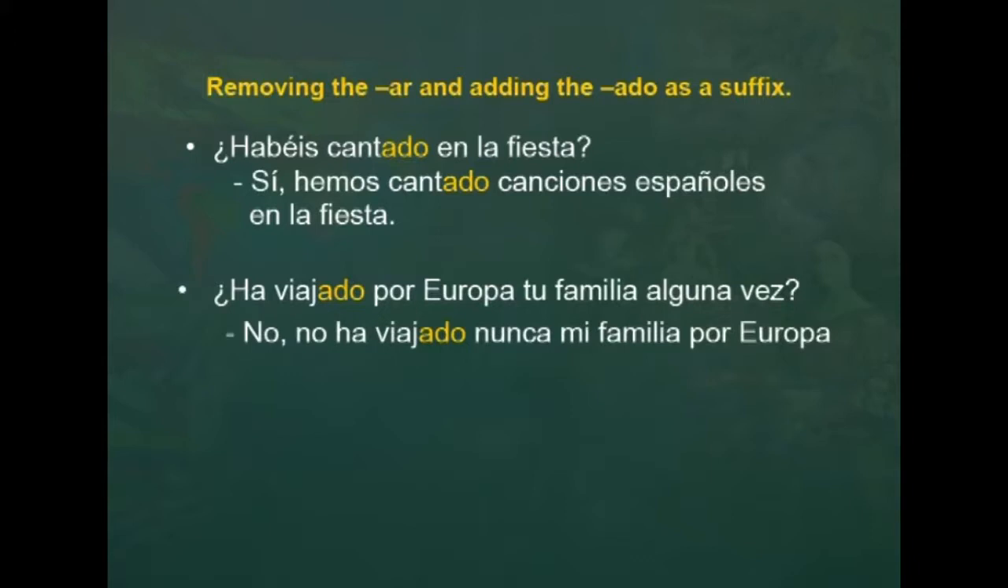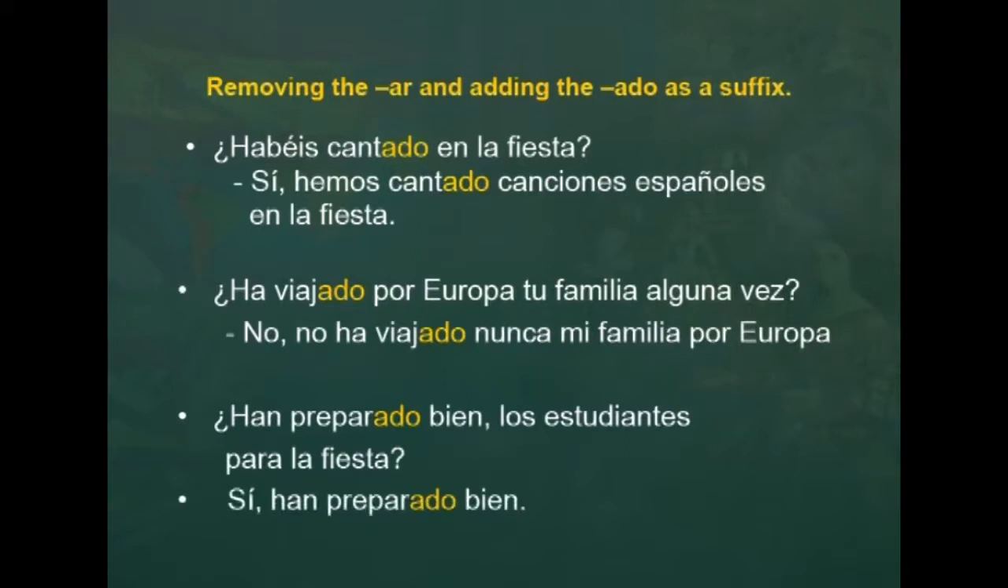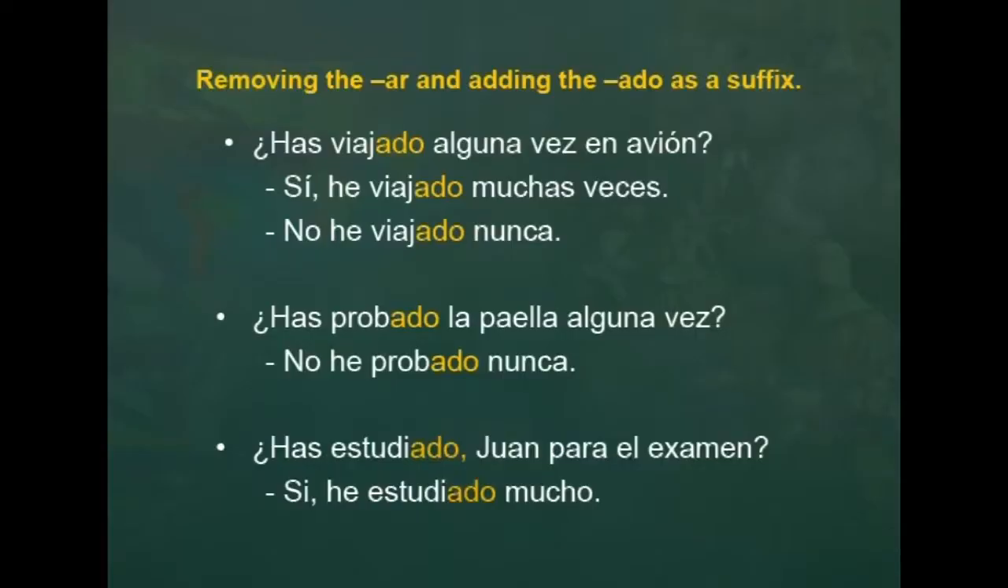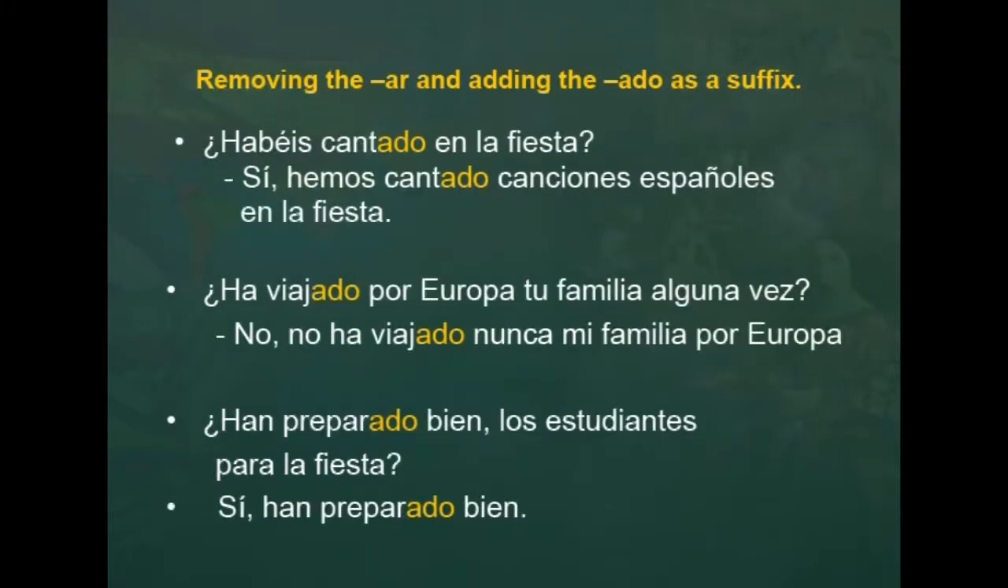¿Ha viajado por Europa tu familia alguna vez? No, no ha viajado nunca mi familia por Europa. ¿Han preparado bien los estudiantes para la fiesta? Have the students prepared well for the party? Sí, han preparado bien. So, now here are some AR ending verbs with their participles. Viajar, viajado. Probar, probado. Estudiar, estudiado. Cantar, cantado. Preparar, preparado.